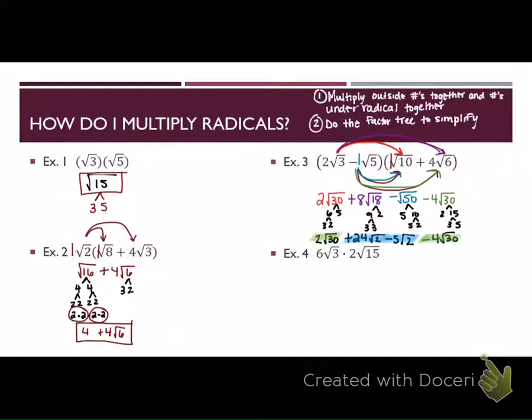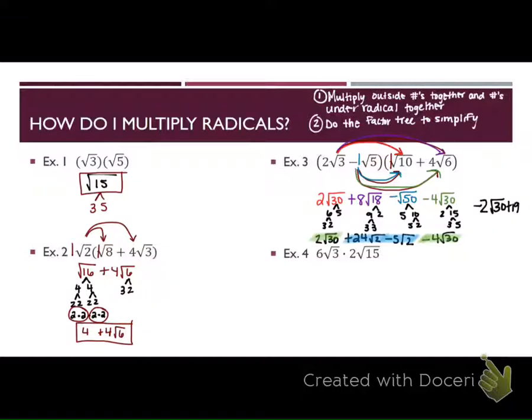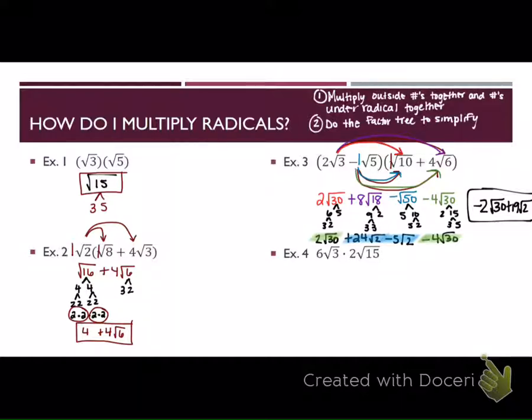So what is my final answer then, Kylie? Negative 2 radical 30, plus 19 radical 2, yep. Okay, please be careful about using distributive property. The only time you use distributive property is if you see addition or subtraction.